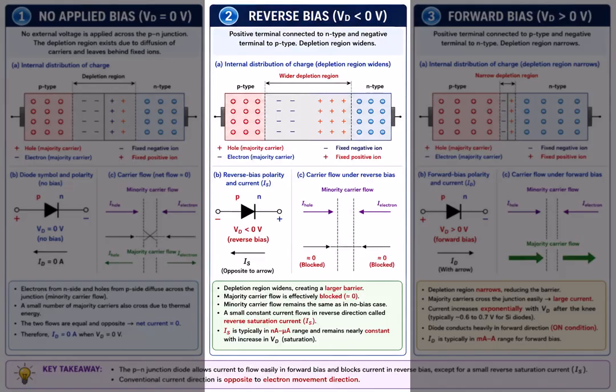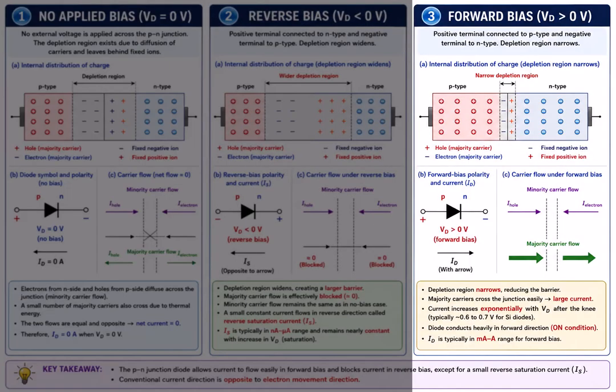It is usually in the nanoampere to microampere range and remains almost constant even when reverse voltage increases, as long as the diode is not taken into breakdown region of operation. The key point is that in reverse bias, the depletion region widens, the voltage barrier increases, majority carrier flow is blocked, and only a very small reverse saturation current flows.